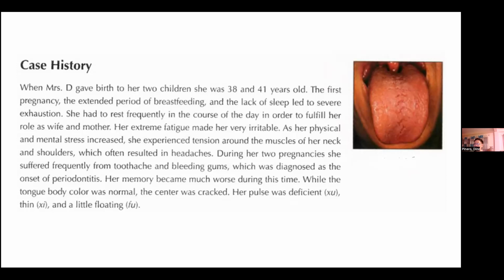During her 2 pregnancies, she suffered frequently from toothache and bleeding gums, which was diagnosed as the onset of periodontitis. Her memory became much worse during this time. While the tongue body color was normal, the center was cracked. Her pulse was deficient, thin, and a little floating.